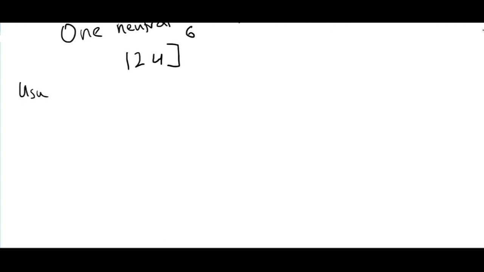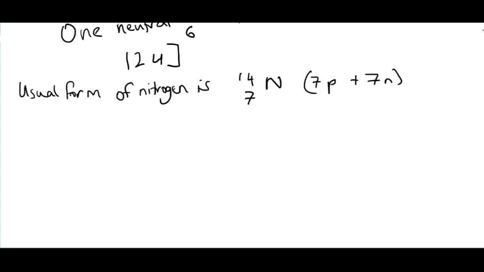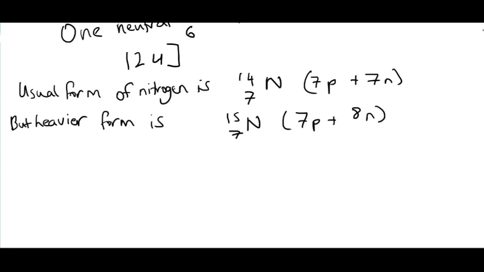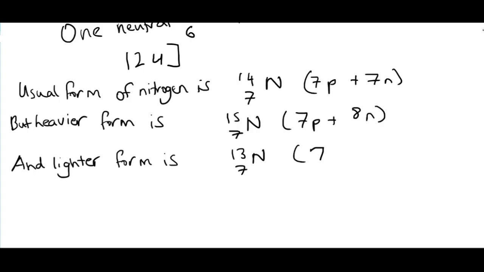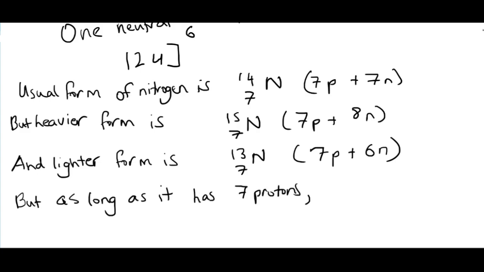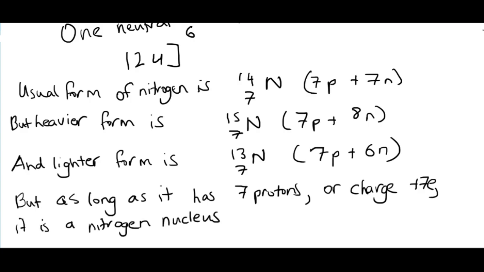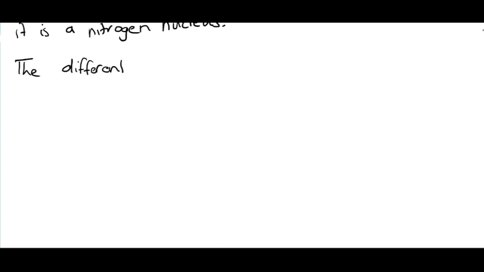Another example is nitrogen, which is written as 14N7, which means that nitrogen has 7 protons and 7 neutrons. But it also has a heavier form, which is 15N7, which is 7 protons and 8 neutrons, as well as a lighter form, which is 13N7, which means 7 protons and 6 neutrons. But just as long as it has 7 protons or a positive 7 charge, then it is a nitrogen nucleus. The different forms are called isotopes of nitrogen.